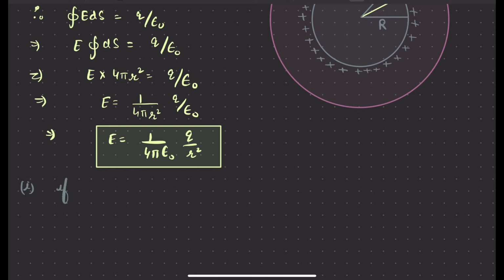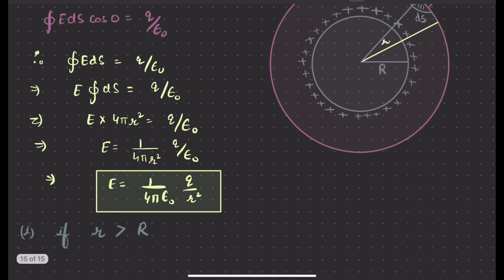First case is if the radius of the Gaussian sphere small r is greater than the radius of the spherical shell. In that case, we already have an expression which we have put into a box. Now, in that case, the expression is going to be the same, that is E is equal to 1 upon 4 pi epsilon naught q upon small r square.